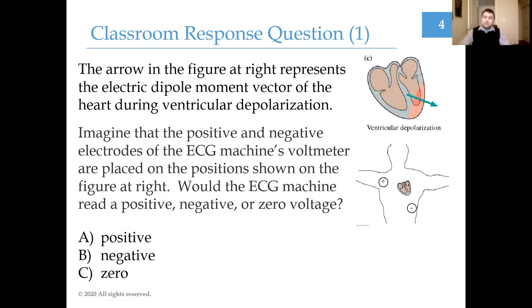But before we do, a review question from the studio that we just finished. So here I'm giving you the current location of the Hertz dipole moment. And I'm giving you the location of the voltmeter leads that we are going to place to measure this dipole moment. What will the voltmeter read? Positive, negative, or zero? As before, pause this video, open the Gradescope assignment, think on this question for a little bit, give us your answer, and resume the video when you're ready.